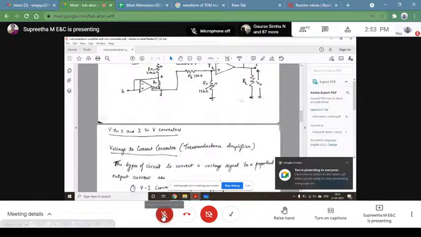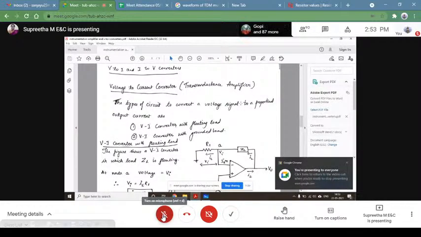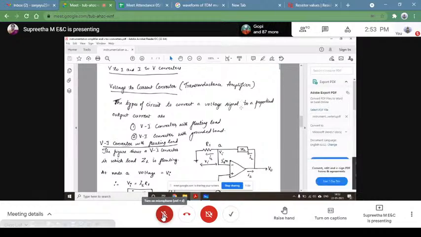Yeah, thank you. So next topic in your second unit is your V to I and I to V converters. What's the voltage to current converter? We also call that a transconductance amplifier. So your V to I and I to V converters are also called your transconductance amplifiers. So what do you mean by this transconductance amplifier or voltage to current converters?